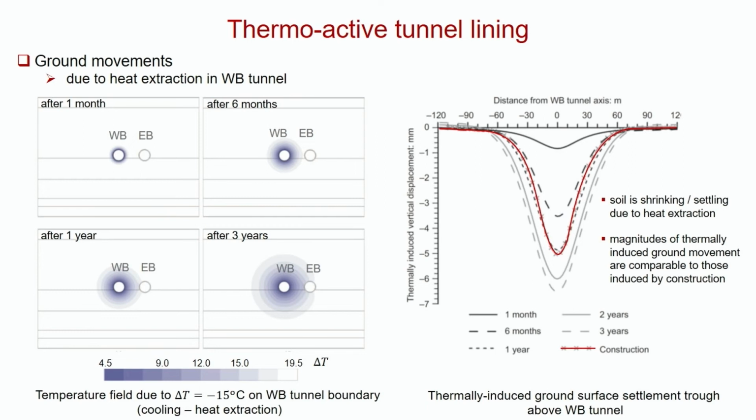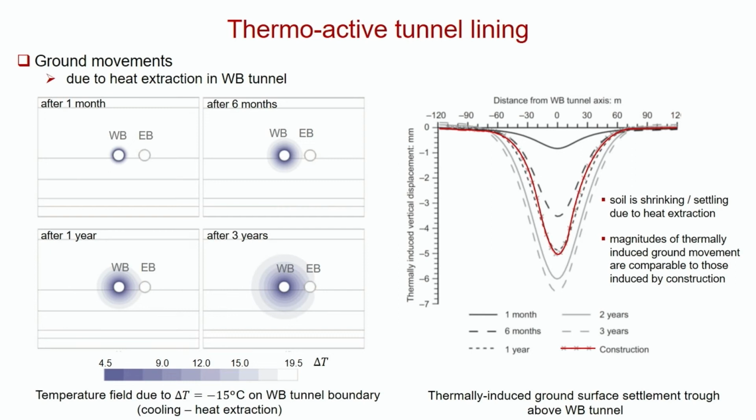And you can see in this diagram here, after a month, these are contours of the temperature, in blue because it's getting colder, and you can see with time the soil is beginning to cool around the tunnel, and that cooling zone gets bigger and bigger, and it's going to be affecting more soil.